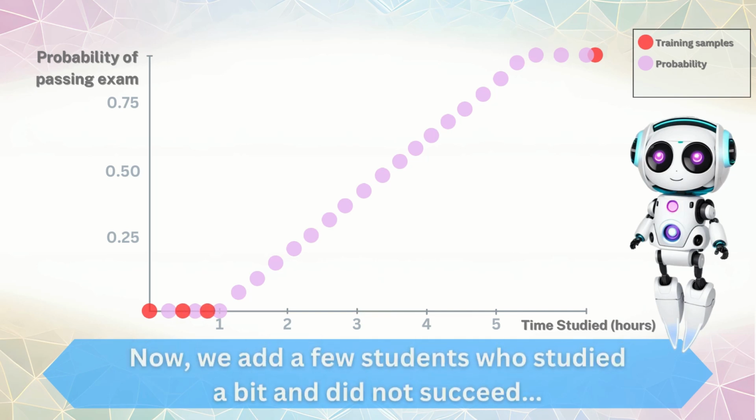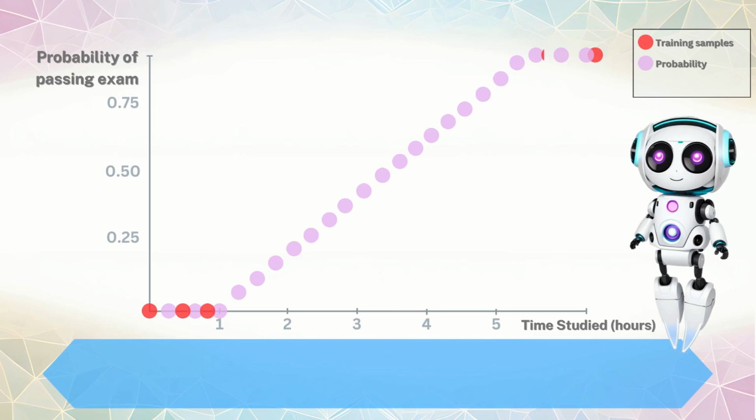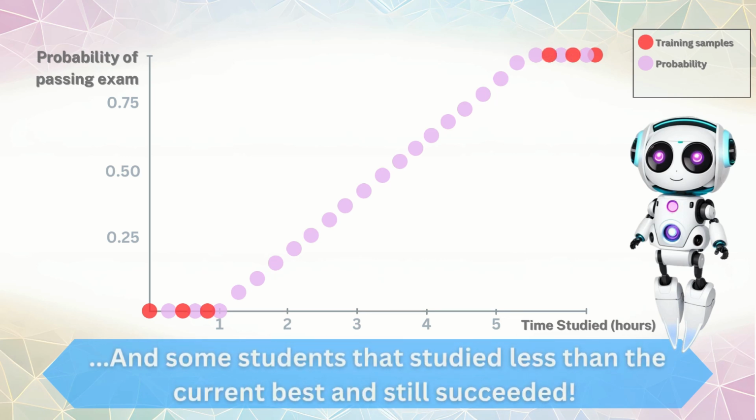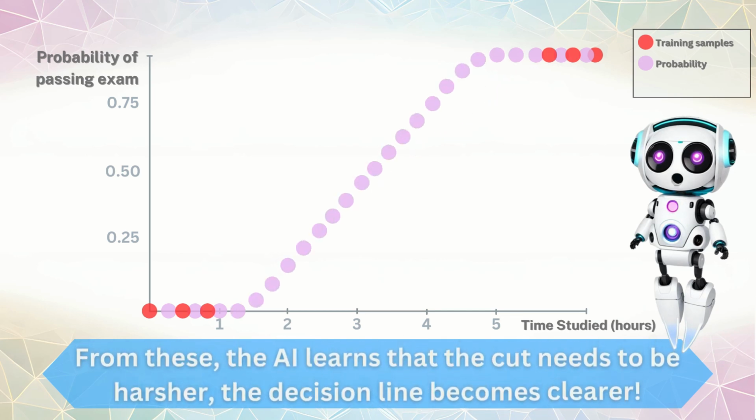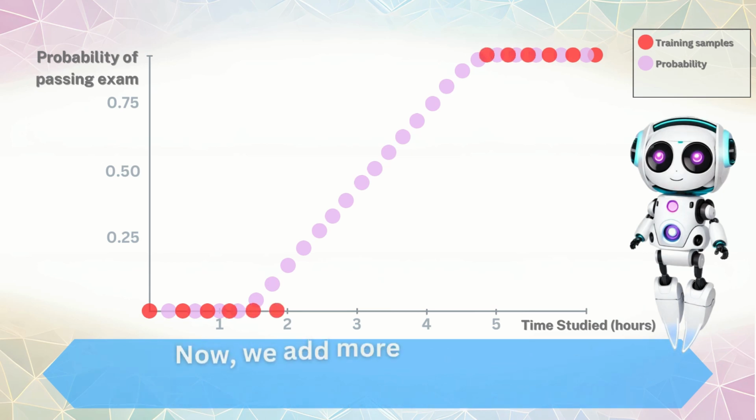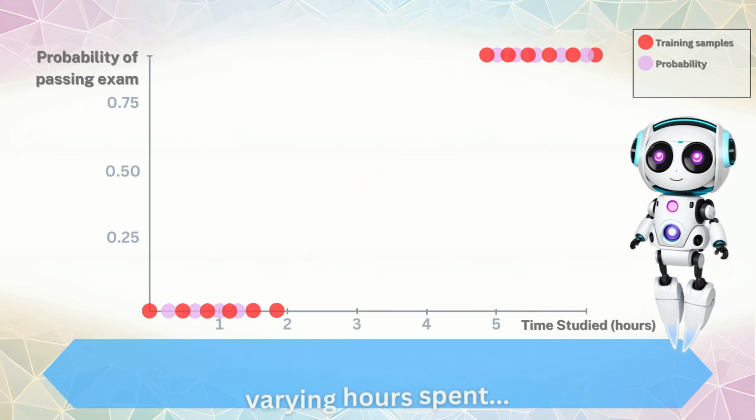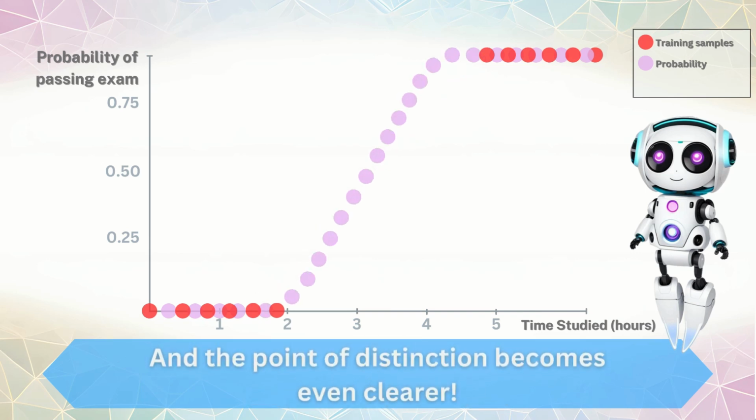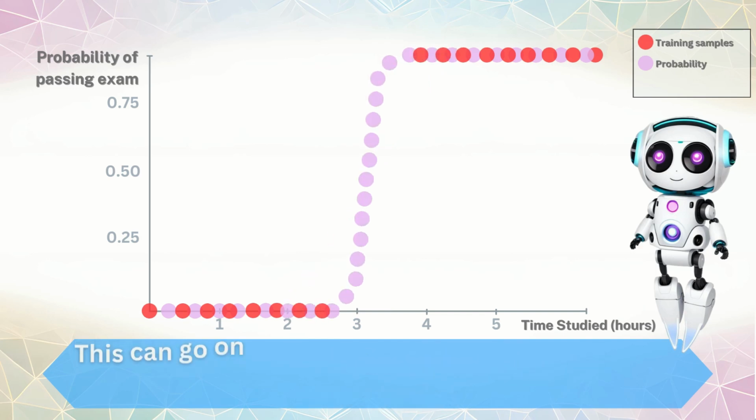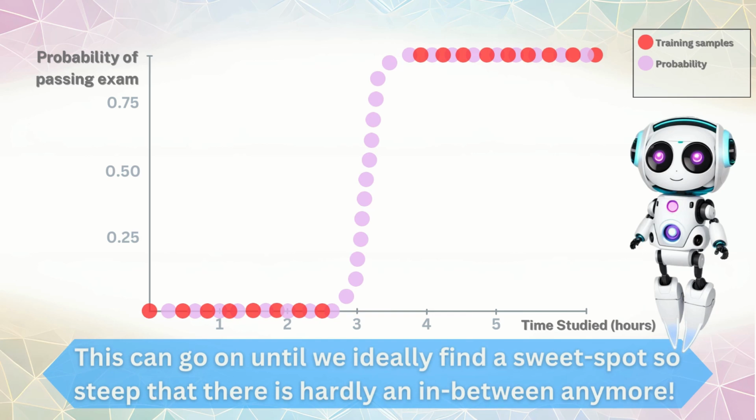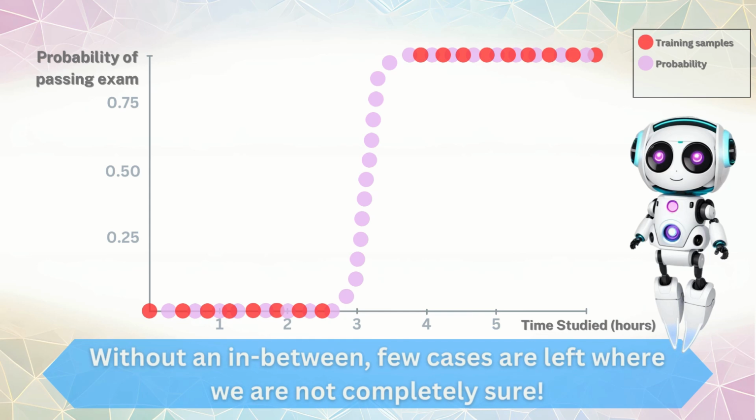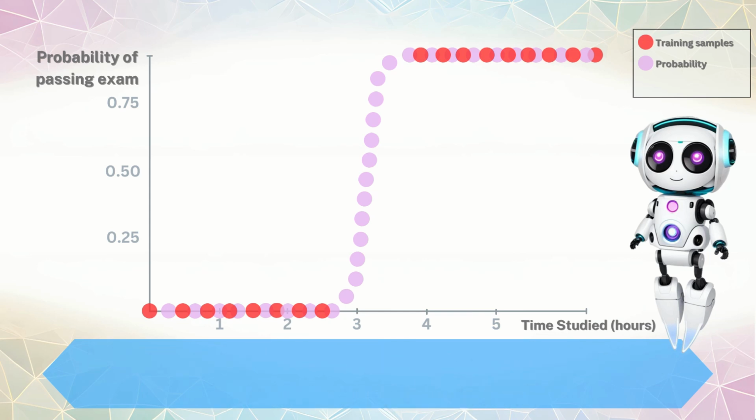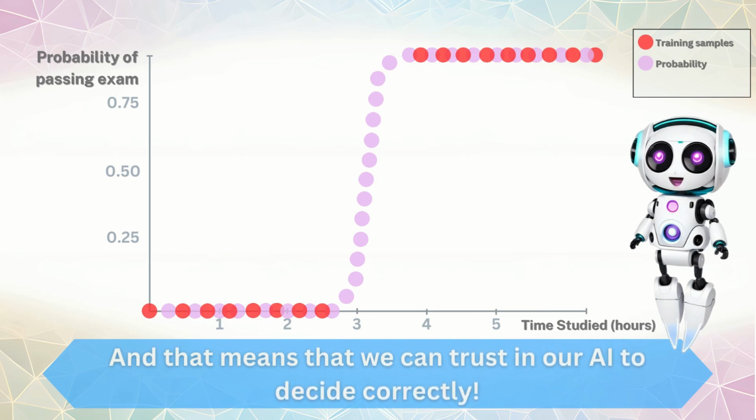Now we add a few students who studied a bit and did not succeed. And some students that studied less than our current best, but still succeeded. From these, the AI learns that the cut needs to be harsher. The decision line becomes clearer. Now we add more students with varying hours spent, and the point of distinction becomes even clearer. This can go on until we ideally find a sweet spot so steep that there's hardly an in-between anymore. Without an in-between, few cases are left where we are not completely sure. And that means that we can trust in our AI to decide correctly.